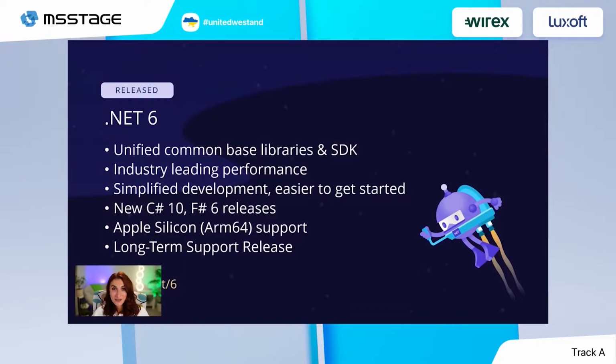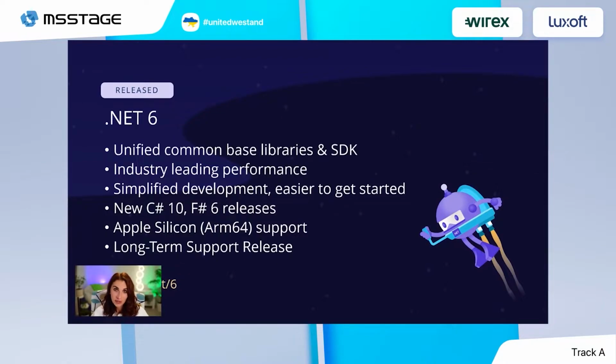.NET 6 is released. It's a unified base class library and SDK, with industry-leading performance, as I said. It has simplified development. You'll notice that now you need fewer lines to achieve the same things. We simplified the templates as well. We have new C# and F# features, C# 10 and F# 6. Apple Silicon support, ARM64 is there, and .NET 6 is a long-term version.